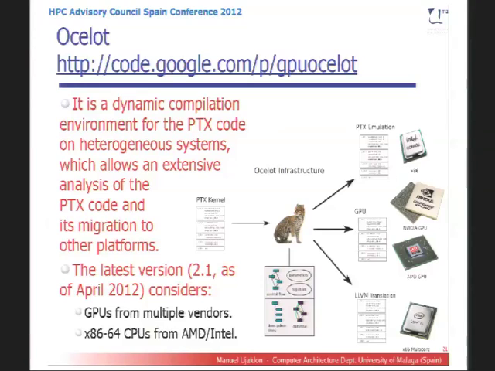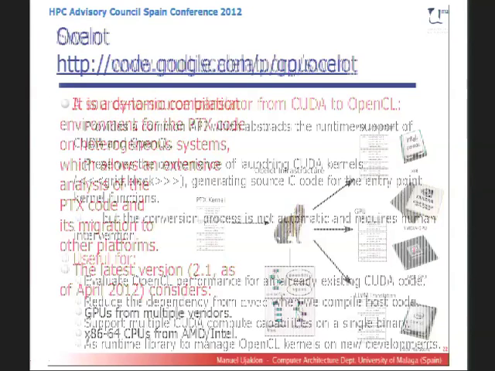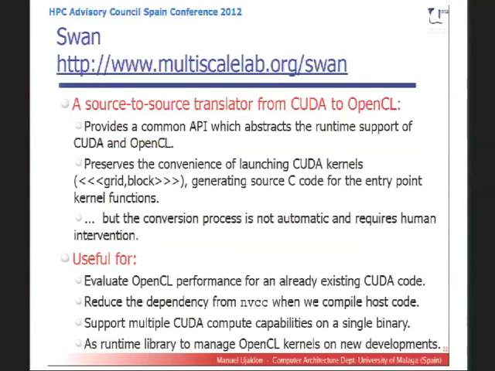A few words about Ocelot, because it's one of the most interesting approaches of this. First of all, it's a dynamic compilation environment for the PTX code, as I already said, and it's evolving very fast. Actually, the very last version comes from April 2012, less than 6 months ago, and it's supporting many different platforms. So this is alive and kicking and working really well. I have a very good opinion of it.